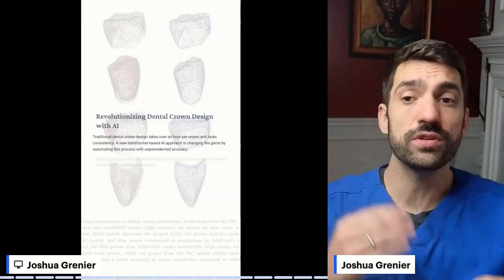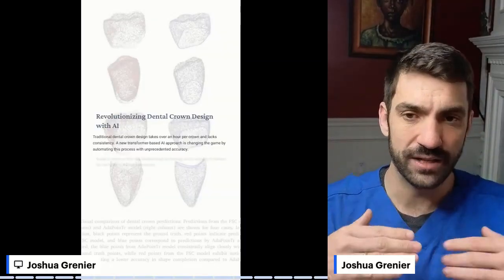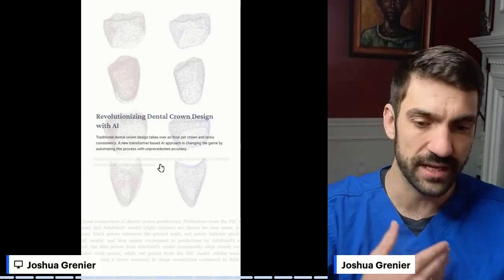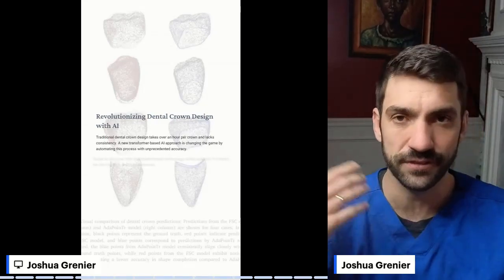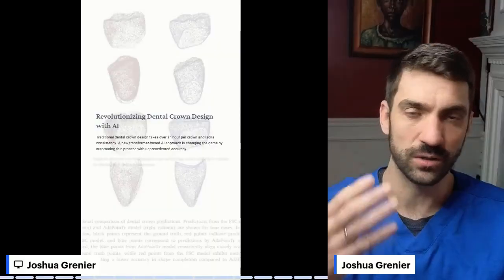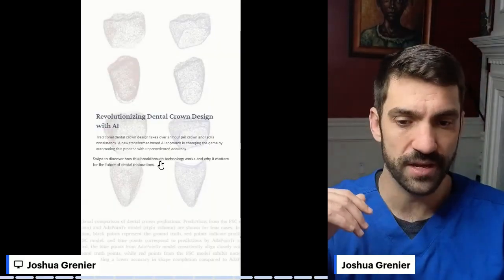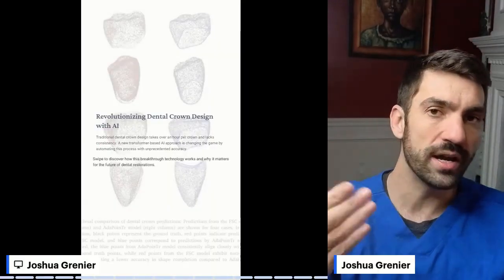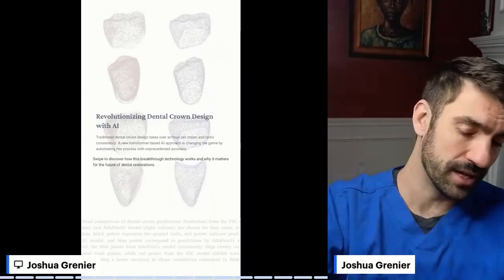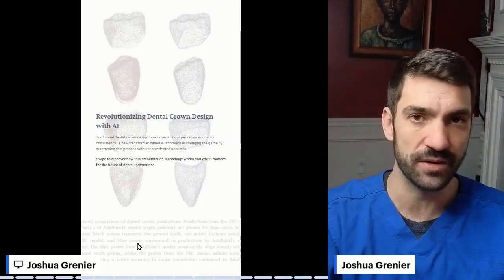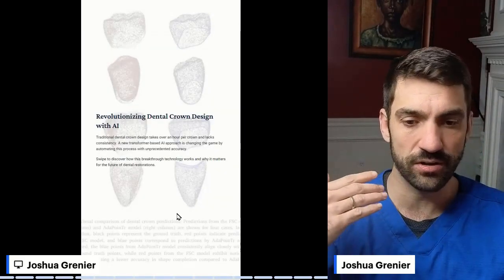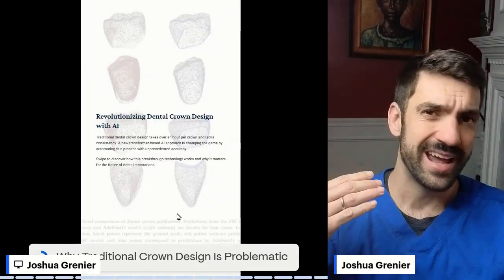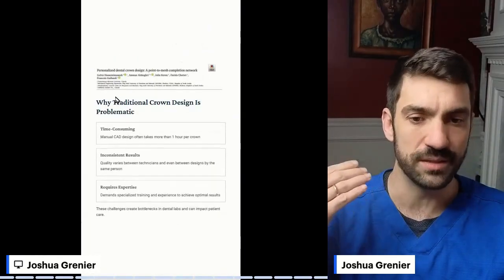Obviously, designing a crown is very formulaic and is the kind of thing that can be understood by a sufficiently advanced model that's trained on enough information. That's exactly what has been happening lately. SoCAD just came out with one. Three Shape had one for a long time, and there are several other companies on the market doing this kind of thing. So how do they work and what's coming up next?